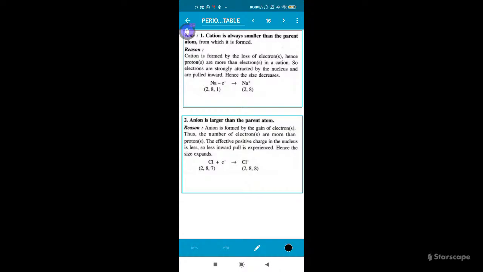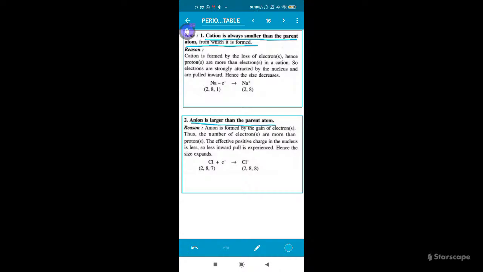So let's see. The cation is always smaller than the parent atom, something which is very universally true. And the anion is always larger than the parent atom. So let's see why does it happen. What do you mean by cation? Cation means a positive ion and anion means a negative ion. And you know anions are actually formed by the non-metals and cations are formed by the metals.